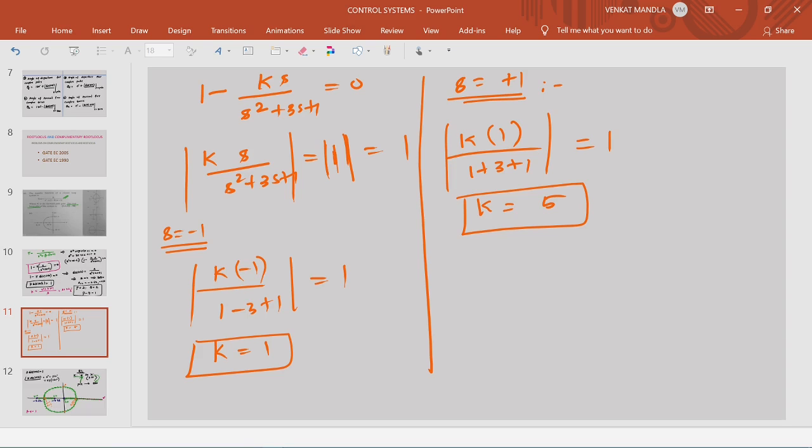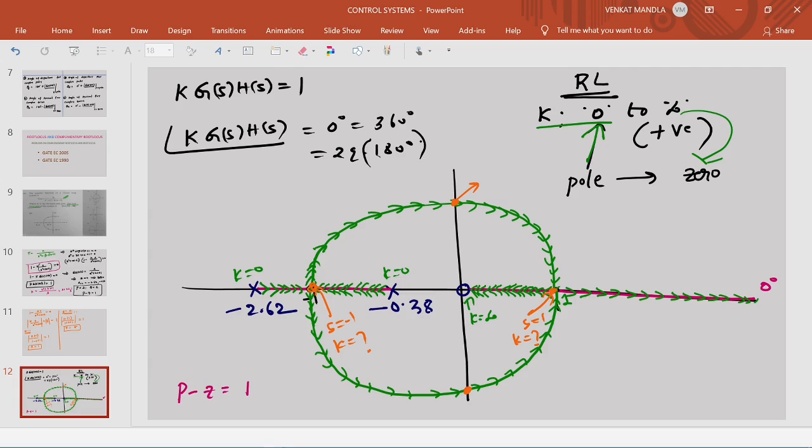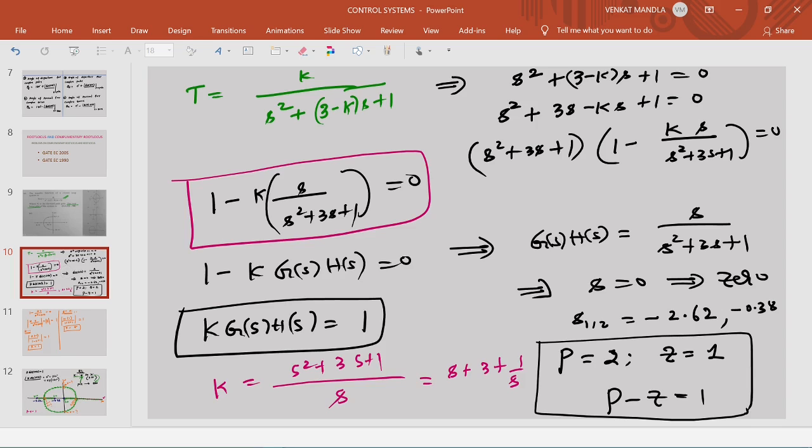And exactly on the j omega axis, at these points, what is k? Also, what is this point? This is the j omega line and this is the real axis. What is that omega here? We will find this from the RH criterion, so j omega crossings are found by the RH criterion. For the RH criterion, we need the characteristic equation. What is the characteristic equation here? This one.